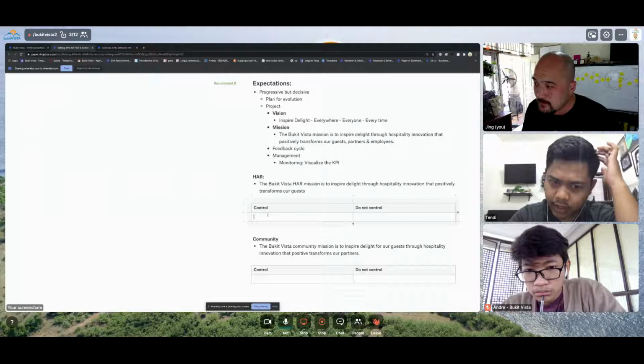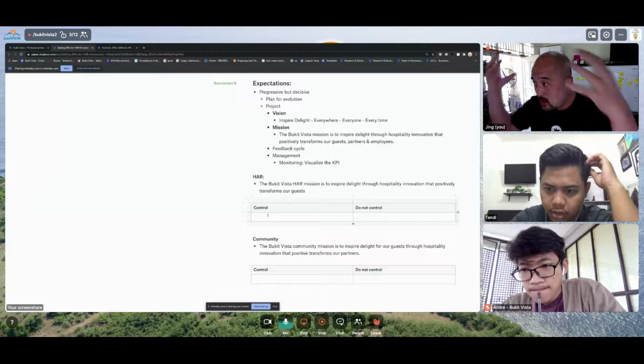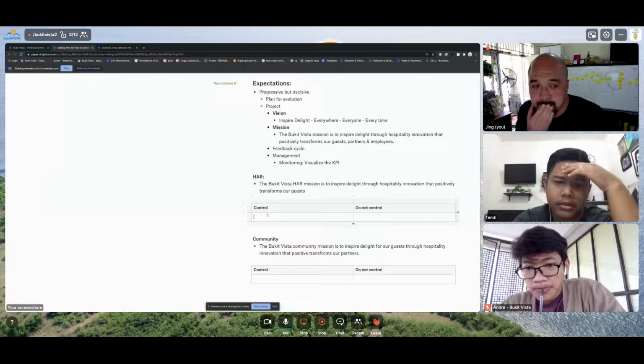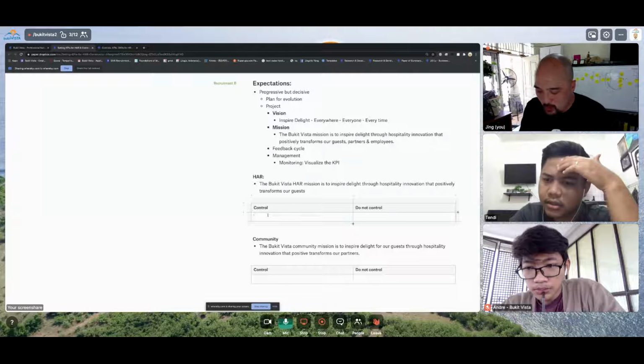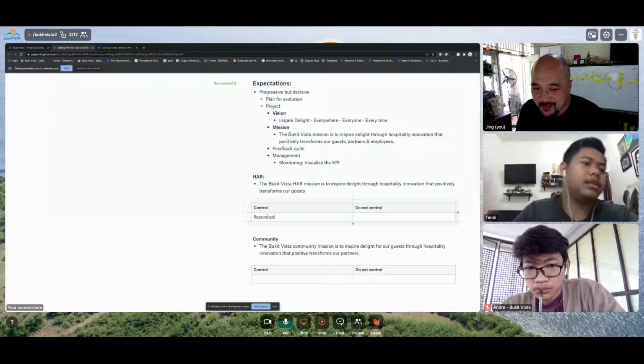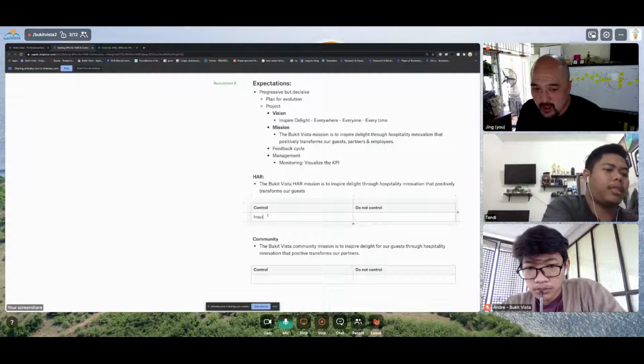Is it specific to HAR, or only like host or reservation? As a chapter, it can be both. Talk about what the chapter can do. What can the chapter do to fulfill this mission? By the inquiry conversion. Okay, right, good. We can do reservation management, right? Yeah. Okay, so we can do inquiry conversion.